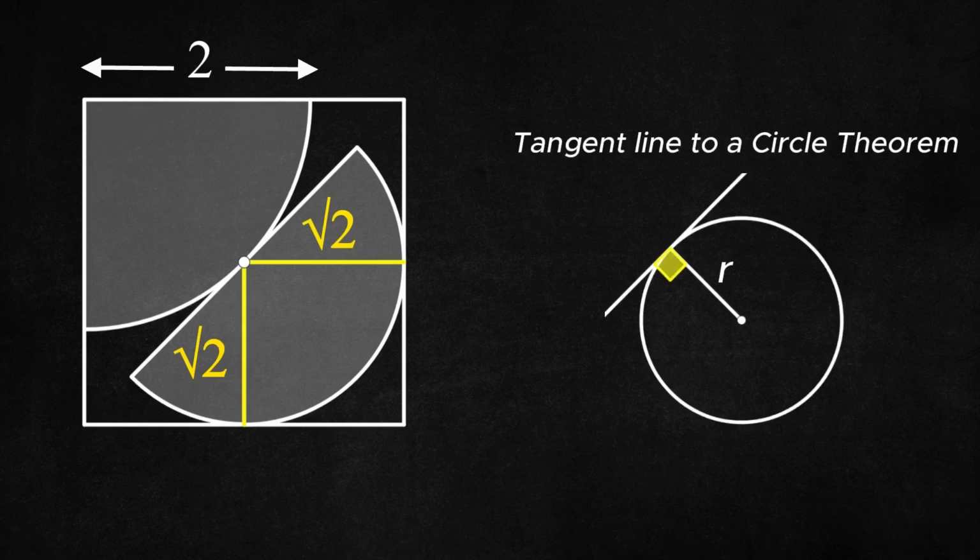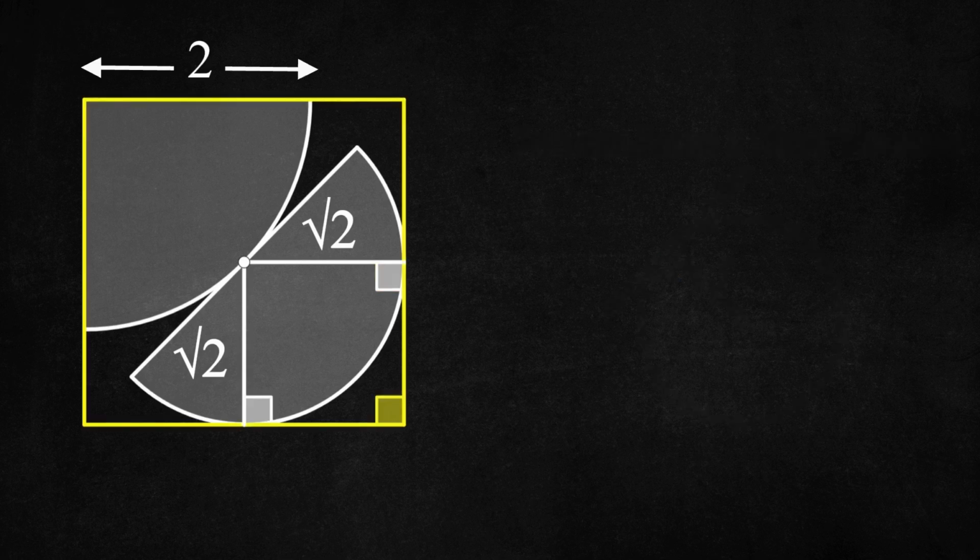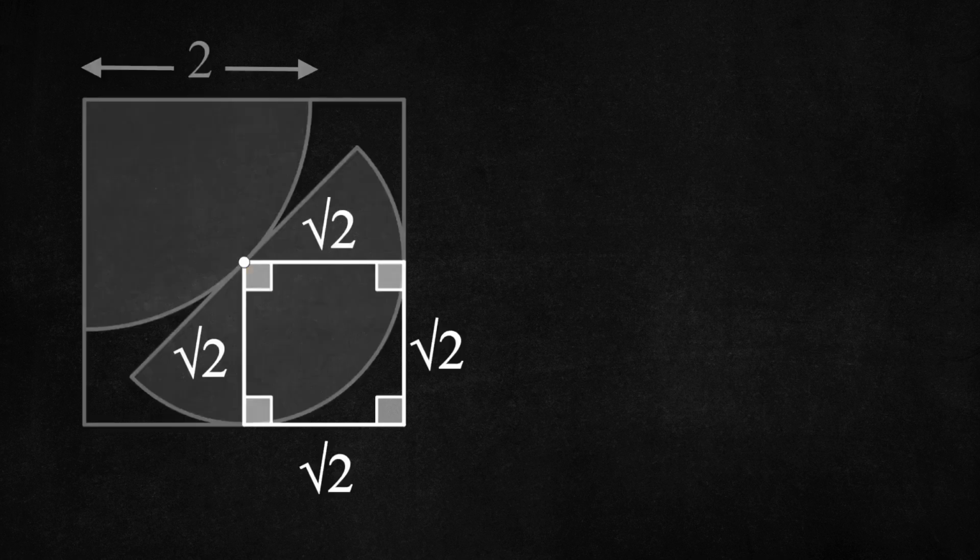From the tangency point, draw the horizontal radius of the semicircle to the tangency point with the square. Draw the vertical radius as well. The radius of the semicircle is square root of 2. Radius to the tangent line is always perpendicular to the tangent line, so this angle must be 90 degrees. Squares have right angle corners, which makes this angle also another right angle. We have formed a smaller square with side lengths of square root of 2.